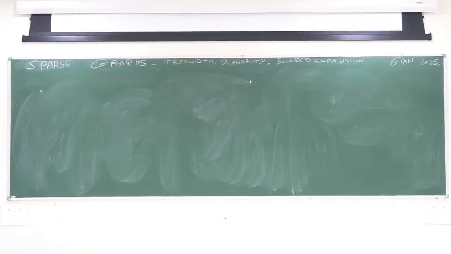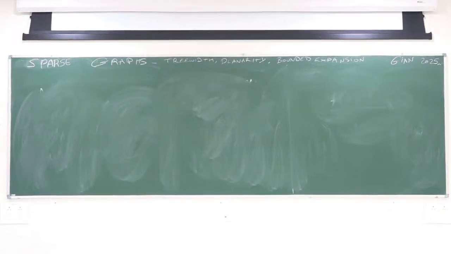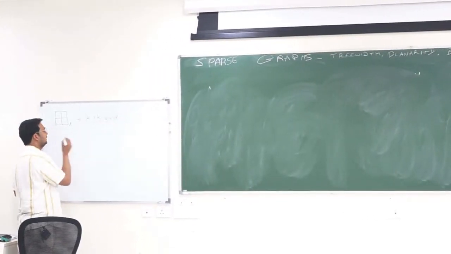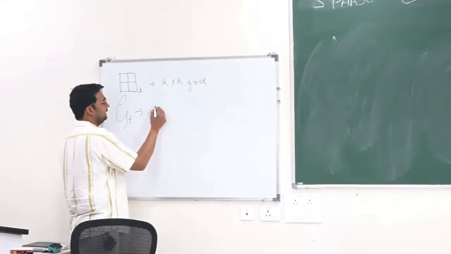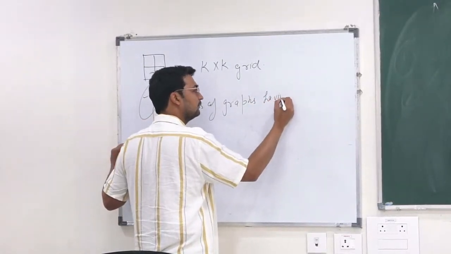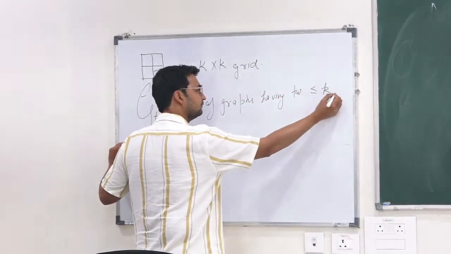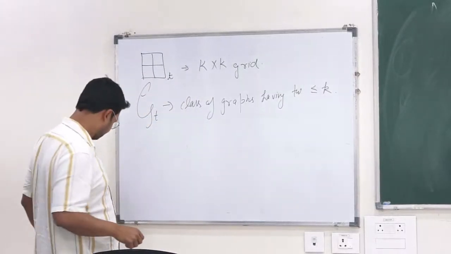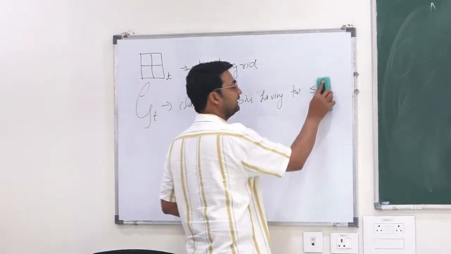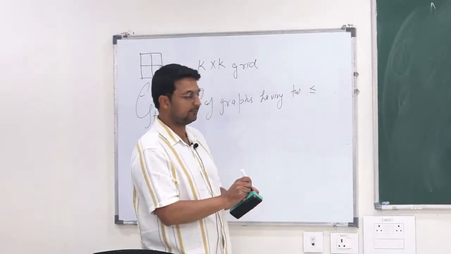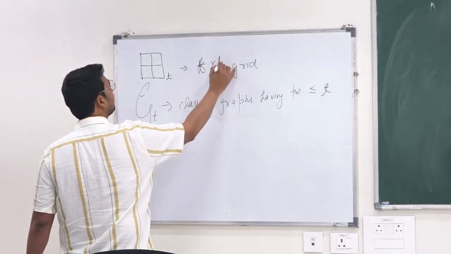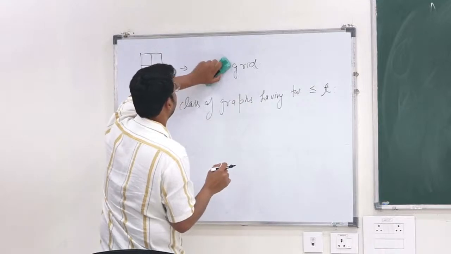So, today, let this denote a k by k grid, and let G of t be the class of graphs having treewidth less than or equal to t. Okay, G of t. Sorry, it's a mistake. I'll be using k for my parameters today, so k for my natural parameter. That's why I want to use t here. And this is also t. Sorry.